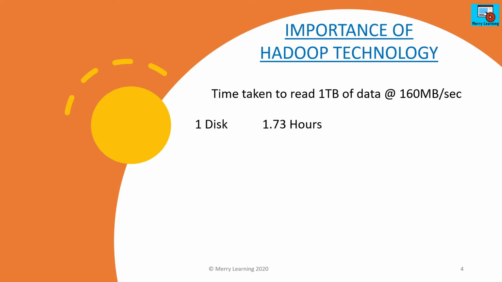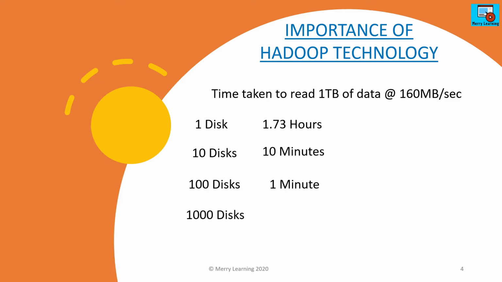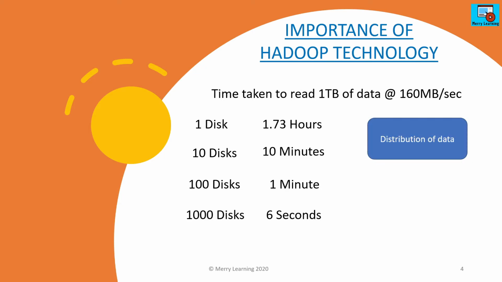But if we split that 1 TB of data into 10 disks, then read that data from those 10 disks in parallel, it will take only 10 minutes. And on similar line, if we take 100 disks, it will just take 1 minute. And if we have 1000 disks, just 6 seconds. The key takeaway here is the more distribution of data combined with more parallel processing, the lesser time it takes.